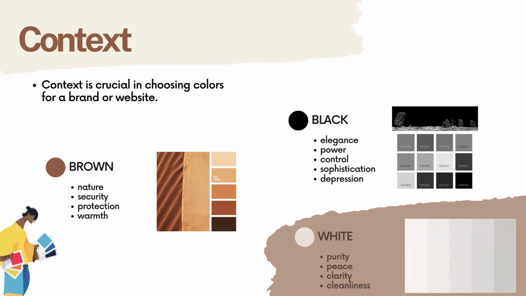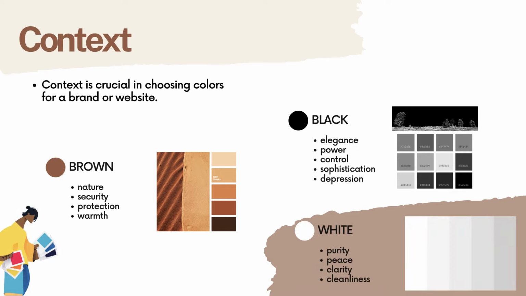Some color meanings appear contradictory. For instance, red often denotes danger, but it can also convey love and passion. Black can evoke feelings of power in some cases and depression in others. The key here is context.